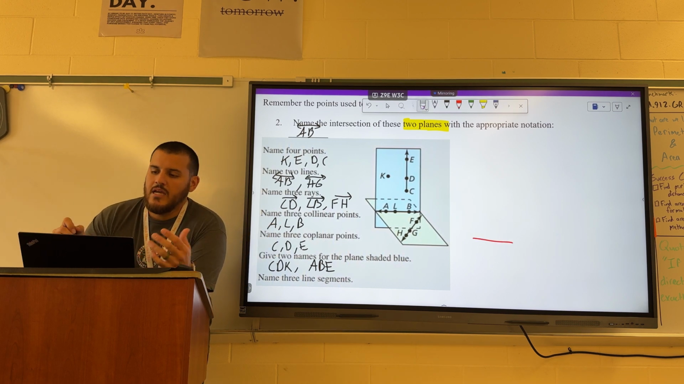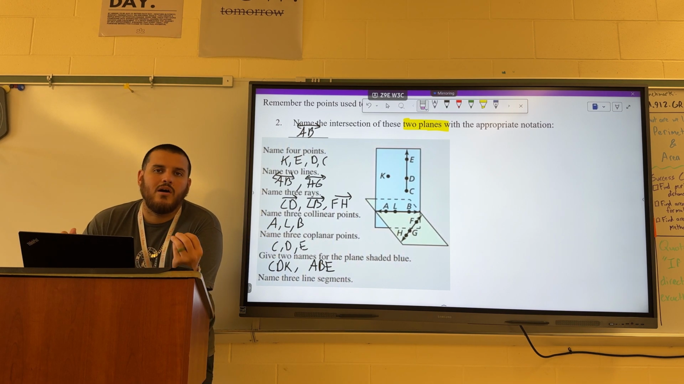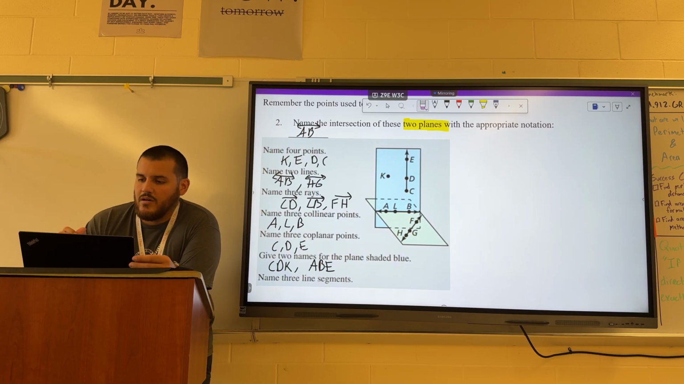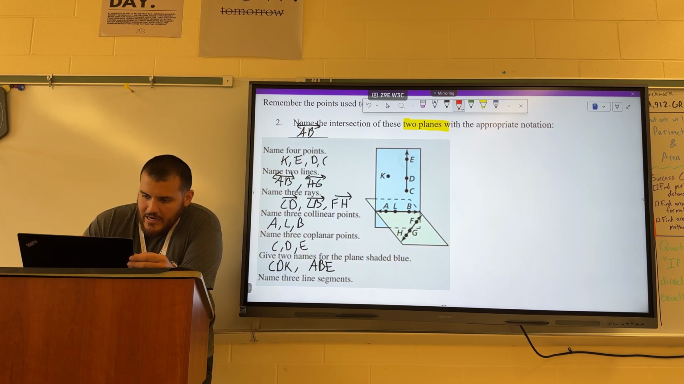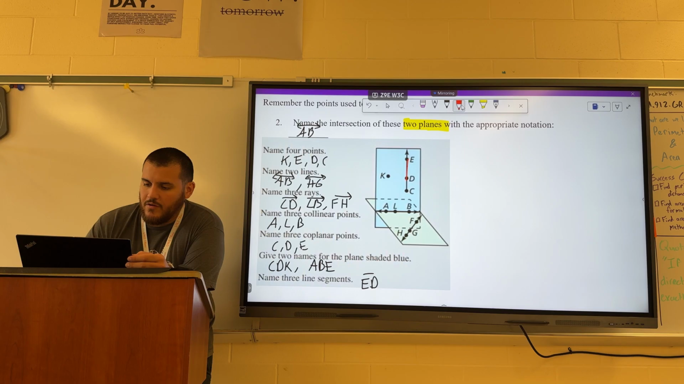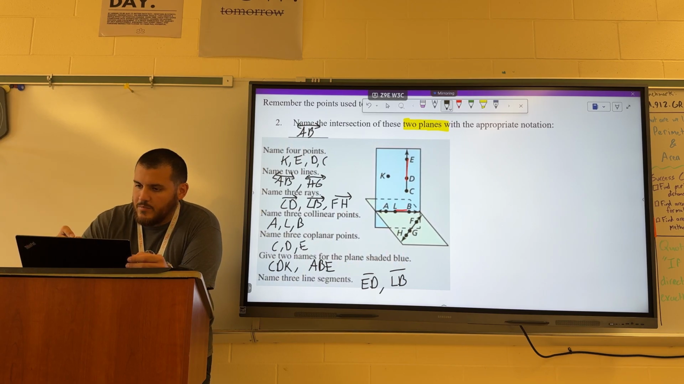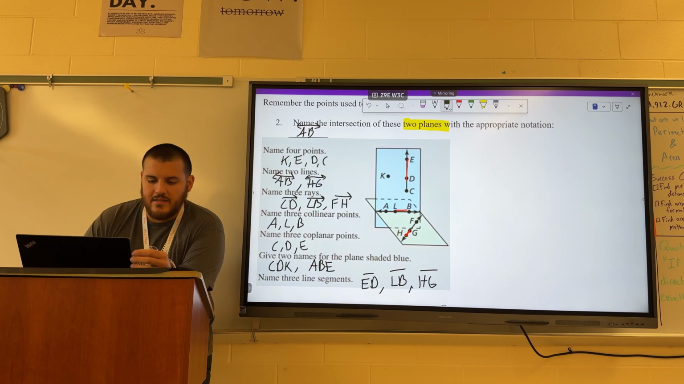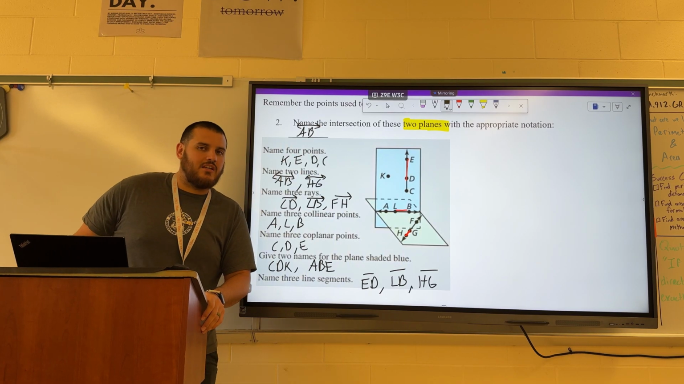They're just straight. But remember that segments can be parts of lines. They can be part of a ray. For example, there's a part right here from just E to D. That's segment ED. There's a part right here from L to B. That's segment LB. There's a part right here from H to G. That's segment HG. And there's several other correct examples for line segments in this figure.